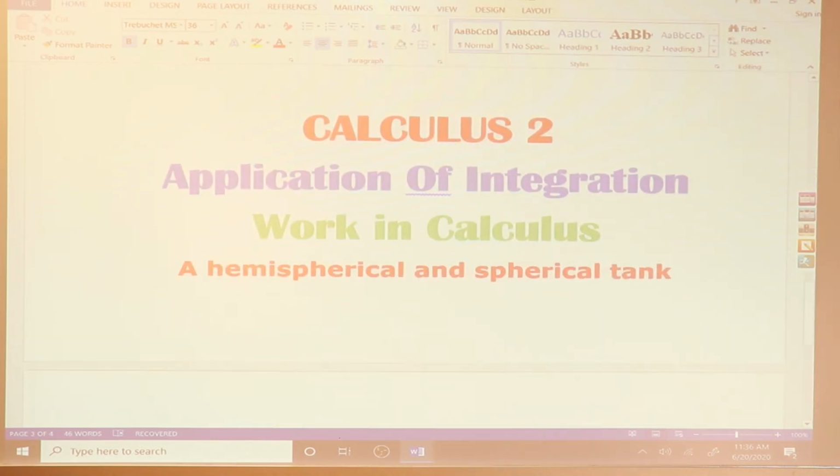Today, Calculus 2, application of integration, work in calculus, hemispherical and spherical tank.